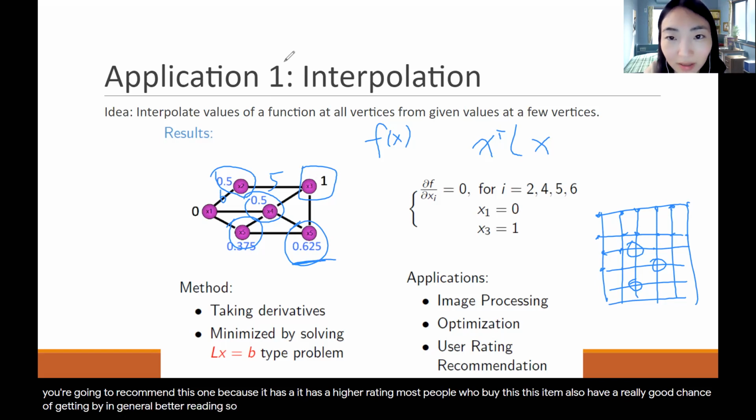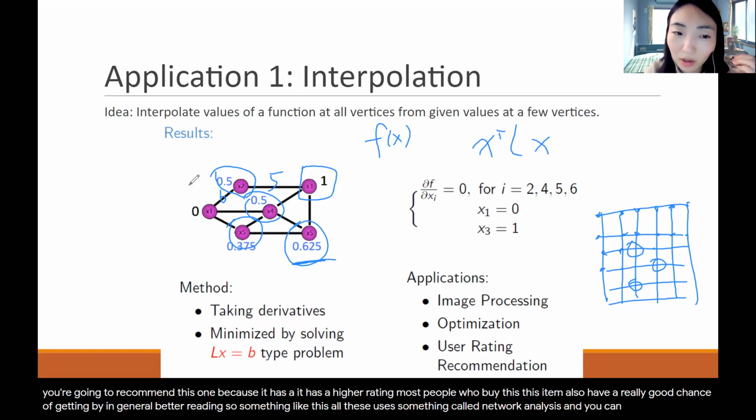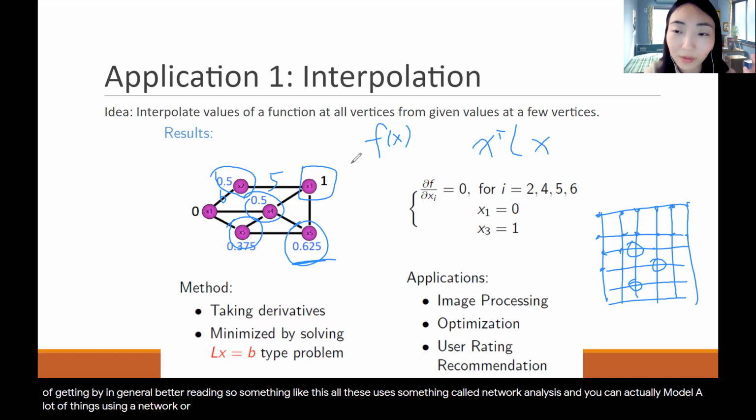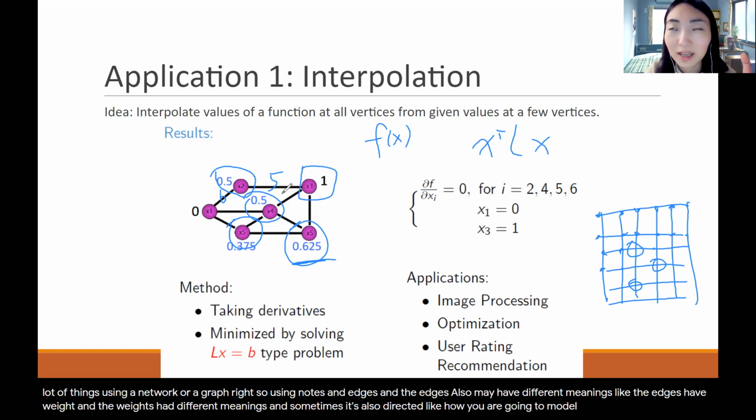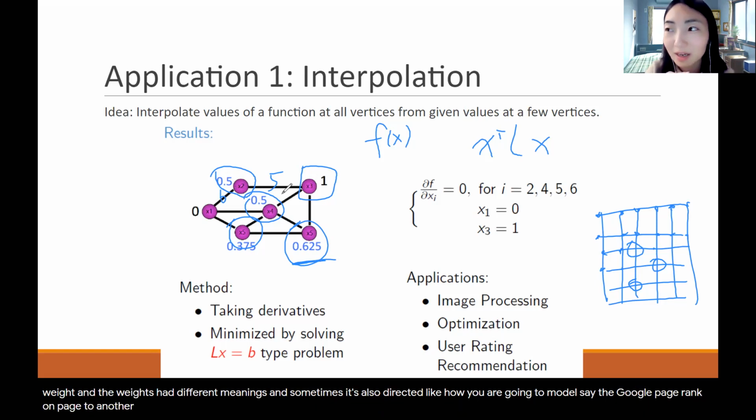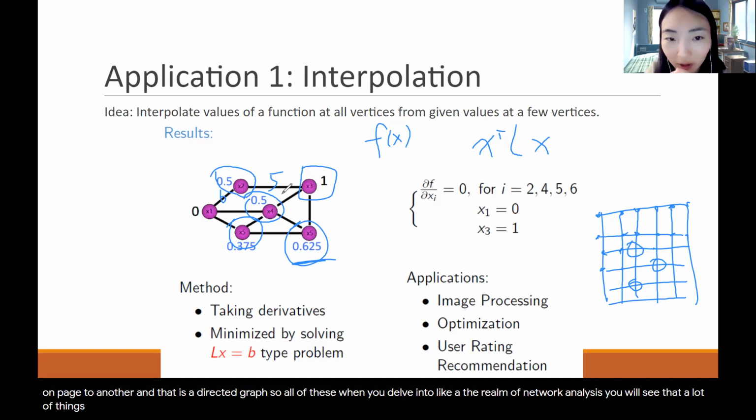So something like this, all of these use something called network analysis, and you can actually model a lot of things using a network or a graph, right? So using nodes and edges, and the edges also may have different meanings. Like the edges have weights, and the weights have different meanings, and sometimes it's also directed, like how you are going to model, say, the Google PageRank. Right, for each page, you're going from one page to another, and that is a directed graph. So all of these, when you delve into the realm of network analysis, you will see that a lot of things can be modeled like that.